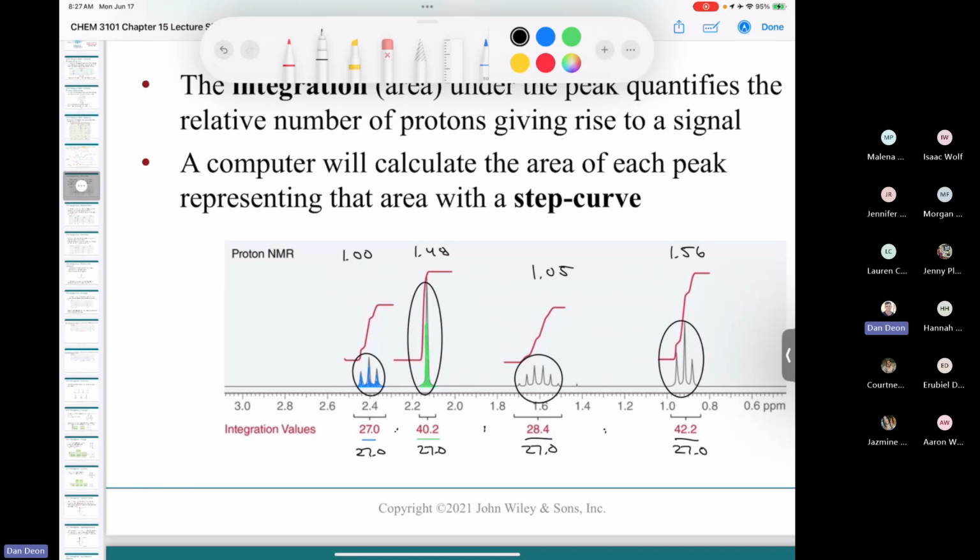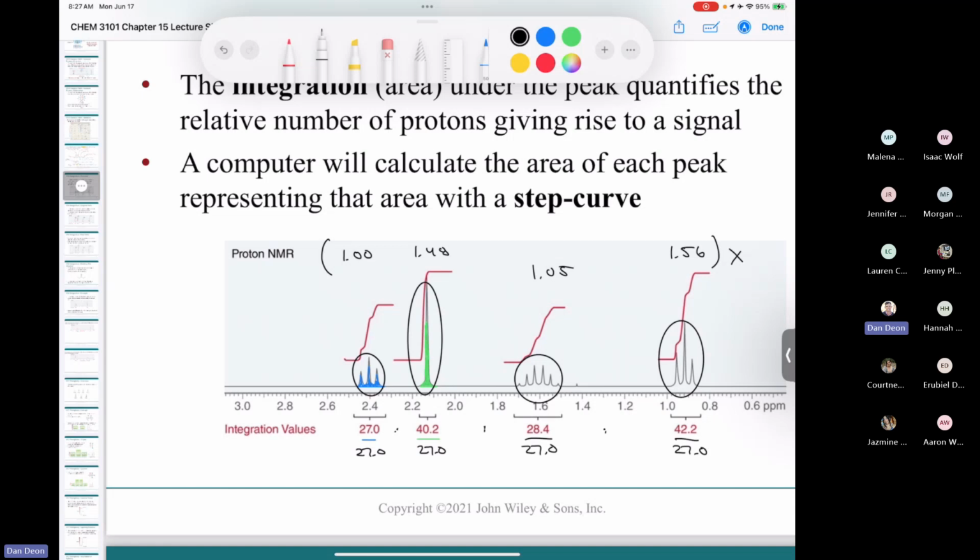Again, there is no such thing as 1.05 protons. There's no such thing as 1.56 protons. 1.5 protons doesn't exist. What did I say these numbers were? I said they were relative. So what could I multiply these by to get approximate whole numbers? Could anybody tell me that? What number could I multiply all of these by to get relative, close whole numbers? Could we do some math in our head here?